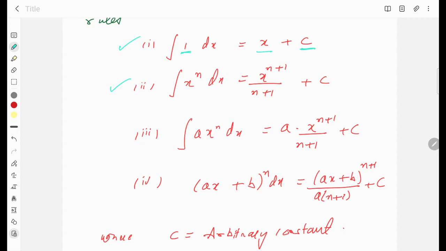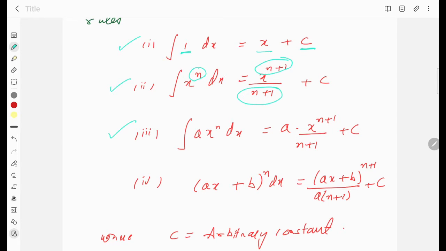In rule number 2, if you have x raised to the power n, then on integration you will add 1 to this power, and the same power will come in the denominator, plus arbitrary constant c.